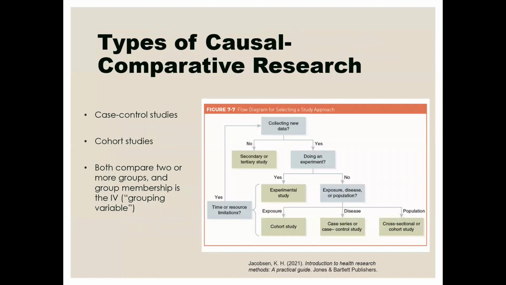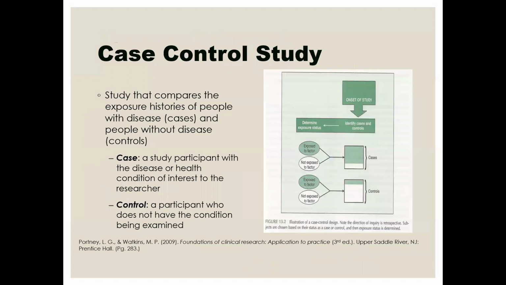So here's a fun chart, right? If you're interested in visualization and how to decide what to do, you can look and say, okay, am I collecting new data, right? Yes. Am I doing an experiment? No. Do I have disease exposure or population? Yes. So I can do a case series or a case control study. So the case series is the first one we looked at, and then a case control kind of gives us a little bit more control over comparison. So it's good to look through.